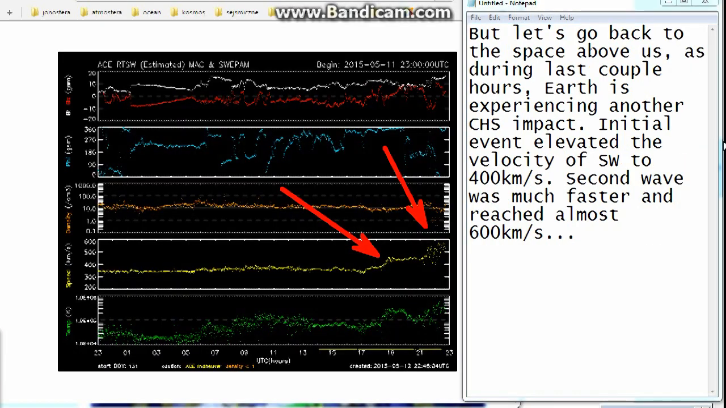But let's go back to the space above us, as during last couple hours Earth is experiencing another coronal hole stream impact. Initial event elevated the velocity of solar wind to 400 km per second. Second wave was much faster and reached almost 600 km per second.